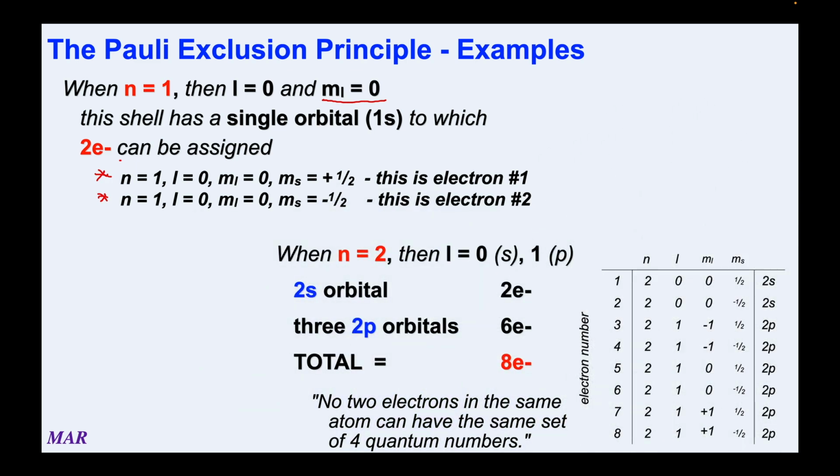Now, when n equals 2, then you're going to have a 2s orbital, and you're going to have the 3 2p orbitals.